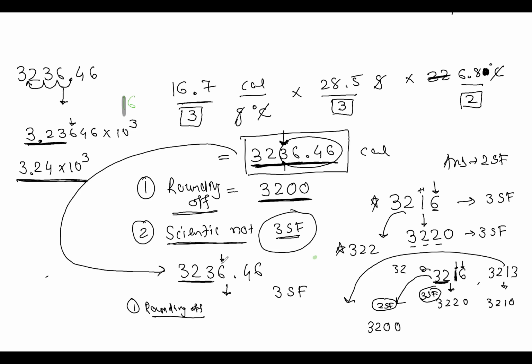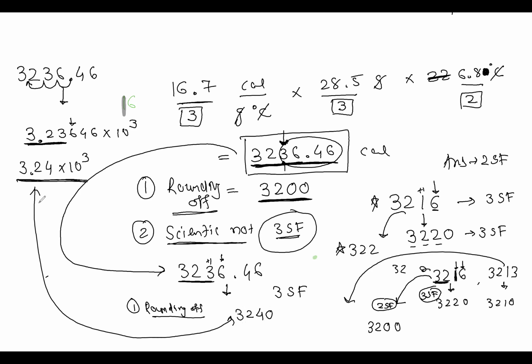The digit you are getting rid of is 6, which is of course more than 5. You're going to add 1 to this, so it should be 3 2 4. And of course you don't want to change the value, so it should be 3240. Isn't that the same thing?